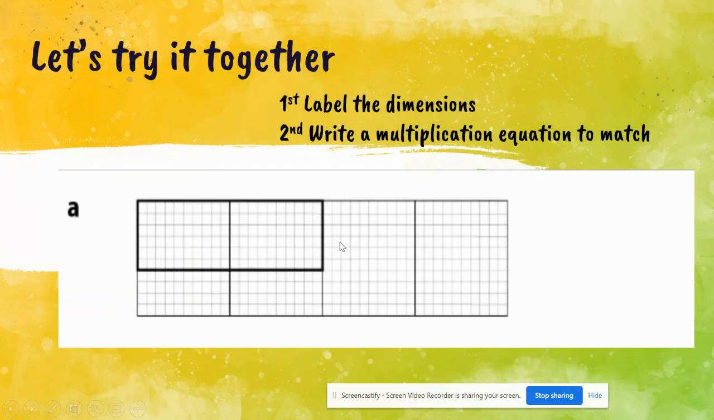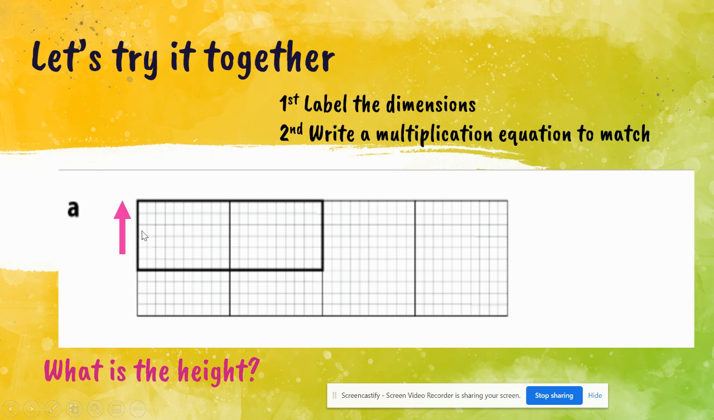Let's try one out together. So first we're going to label the dimensions, and then we'll write a multiplication equation to match. So first, we're going to ask, what is the height? How high is this? Now again, if you can't see these well, same thing when we're doing it on Google Classroom, you could count and say 1, 2, 3, 4. Again, I see there are 4 here, so I know 10 minus 4 equals 6. This must be 6 high. We can double check that.